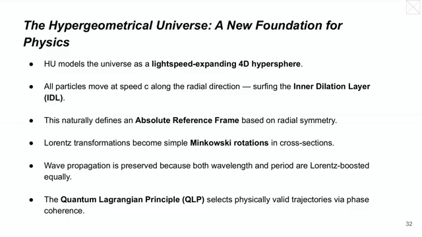This gives us a built-in absolute frame, rooted in the universe's topology. It makes Lorentz transformations obvious, just spatial rotations in this 4D manifold. Most importantly, wave behavior fits naturally. The reason the speed of light stays constant isn't because we impose it, it's because both wavelength and period are stretched equally by the geometry itself.